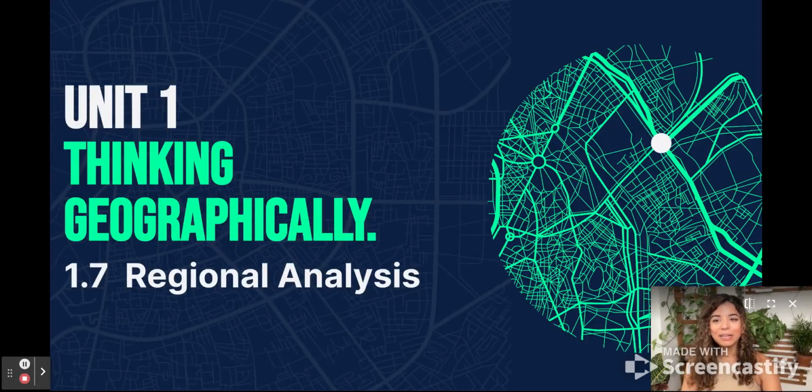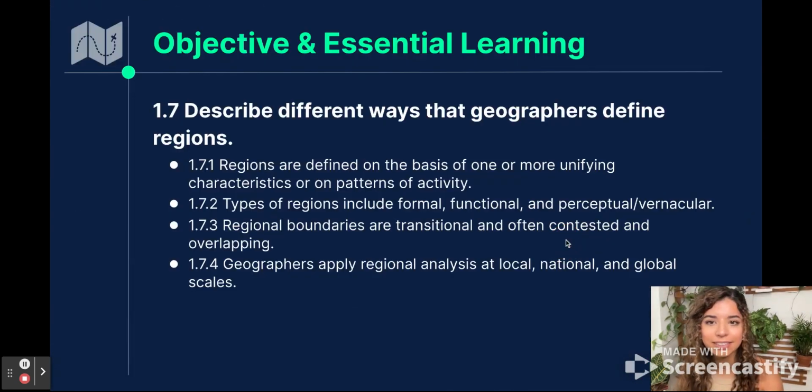All right, class, we are on the last objective for the unit. So we are almost done with thinking geographically. So let's take a look at regional analysis today. You need to be able to describe different ways that geographers define regions.